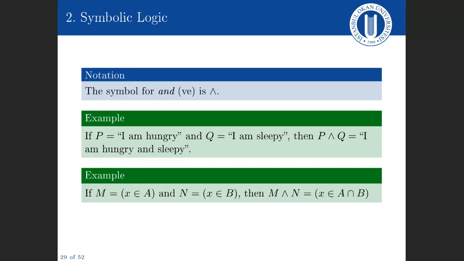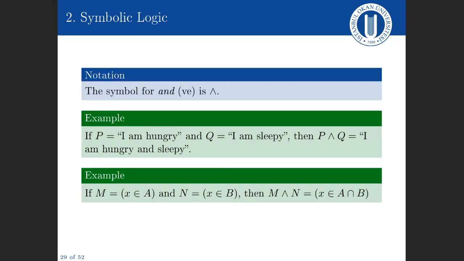The symbol for AND is this upside down V. Like the symbol for OR, but turn it upside down. For example, if P is the proposition I am hungry, and Q is the proposition I am sleepy, then P and Q is I am hungry and sleepy. Or in terms of sets, if M is X is in the set A, and N is X is in the set B, M and N is X is in the set A and X is in the set B. So X is in A intersection B.